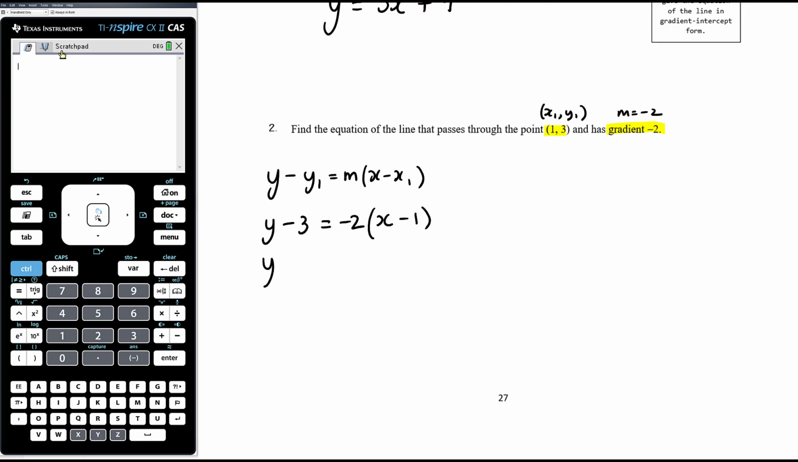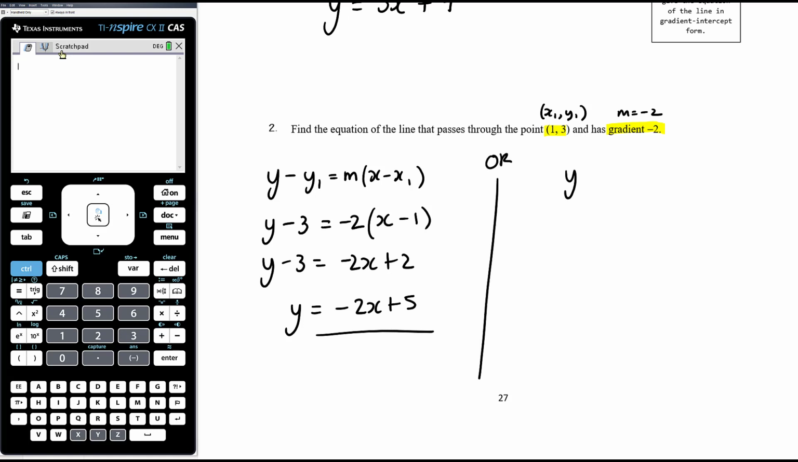We can now expand out the right-hand side, which gives us negative 2x plus 2, and then make y the subject by adding 3 to both sides. So y equals negative 2x plus 5. There's our answer. If you use y equals mx plus c, you only have the gradient, you don't have c, so you can put negative 2 in place of the gradient.